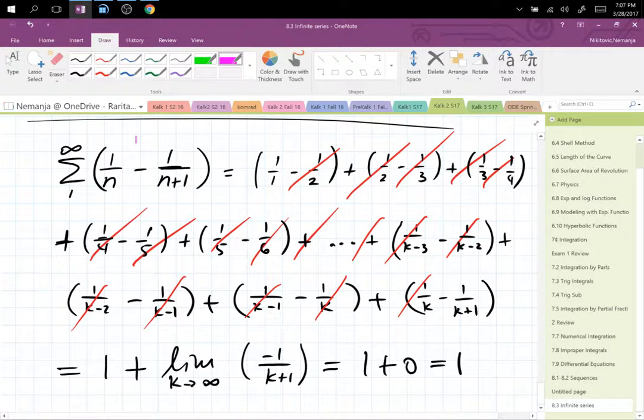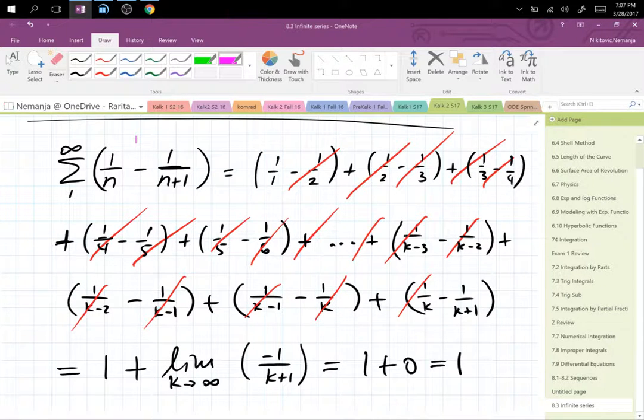Yes? That's the equation, right? That is telescoping series. No, the telescoping series is a procedure. Everything that you see written out is the telescoping series procedure. This is the procedure to see if it's telescoping.